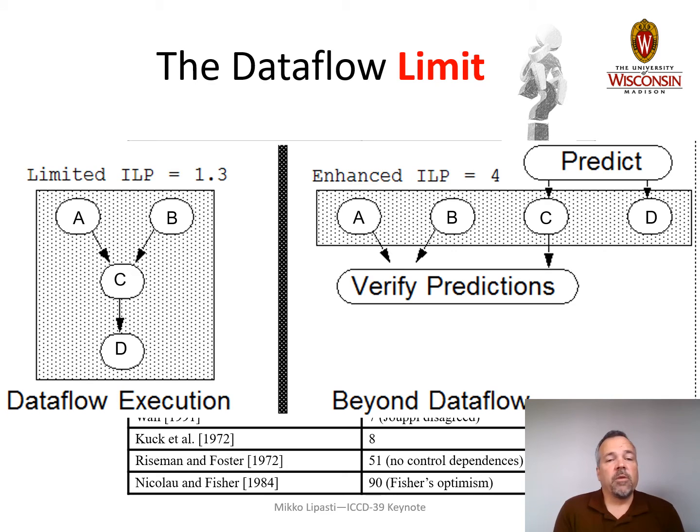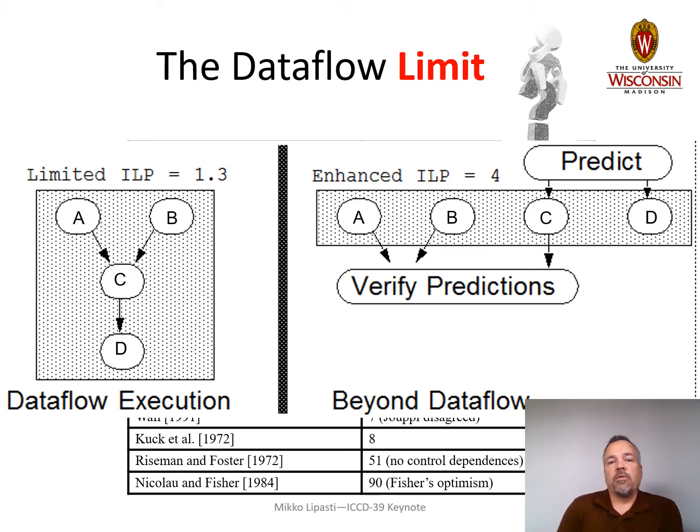And so on the left here, we have an example of a simple data flow graph with 4 instructions, which can execute in 3 cycles if you adhere to the ordering relationships specified by the dependencies between A and C, B and C, and C and D. So the data flow limit for this snippet would be basically 1.3.